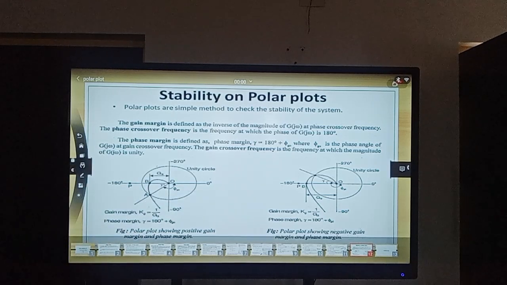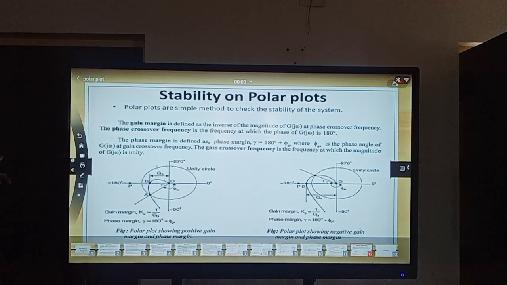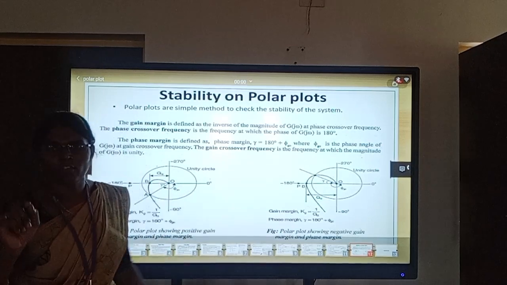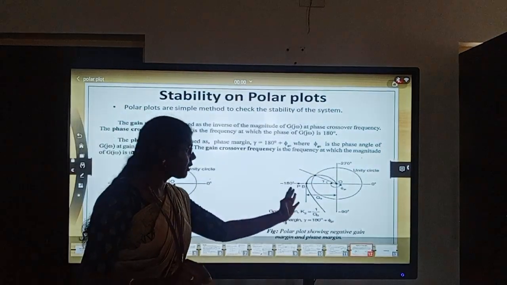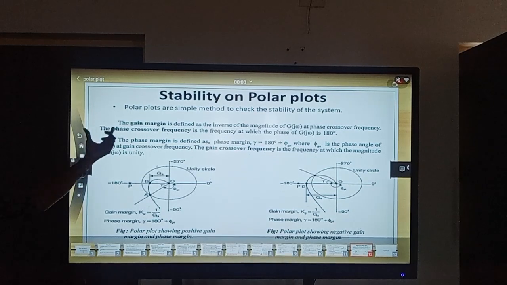If I mark it here, there is a magnitude and the polar plot goes. If my point lies inside the unity circle, then we say that the polar plot shows positive gain margin as well as phase margin. Our point B is where we have marked the magnitude. If it stays away, then it is said to have negative gain margin and negative phase margin.